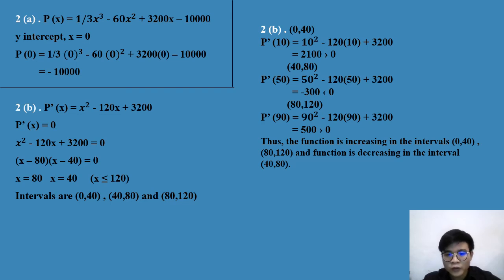From the 80 until 120 interval, we put 90 as the testing number. When we substitute it in, we can get the answer 500, which is bigger than 0. So we can know that the function is increasing in the interval 0 until 40 and 80 until 120, and the function is decreasing in the interval 40 until 80.